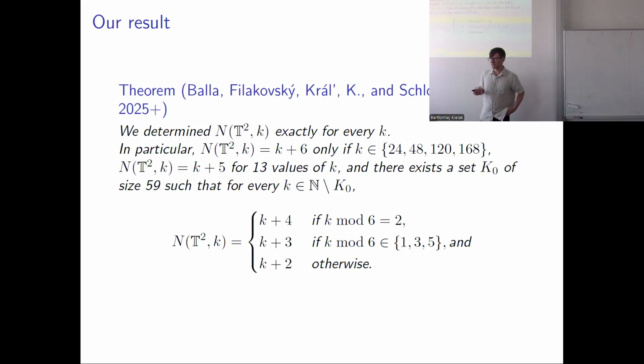For every k, we know what the maximum possible size is. In particular, this maximum is never larger than k plus 6. This k plus 6 can be achieved only for 4 values of k. K plus 5 can be achieved only for 13 values of k. And apart from a special set of 59 values of k, we have a very nice formula for how it looks, which is given below.